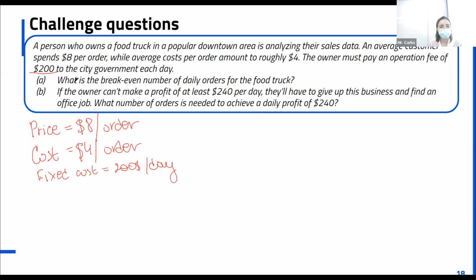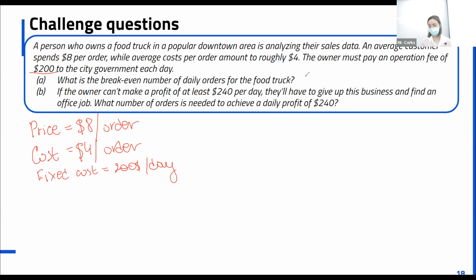What we need to find? The break-even number of daily orders for the food truck. So break-even is the point, the number of orders when his revenue and costs intersect. So it is the number when he neither experiences losses nor gets profit. So it is zero when overall price and overall cost for him are equal.